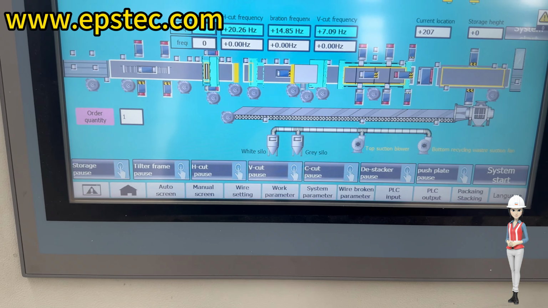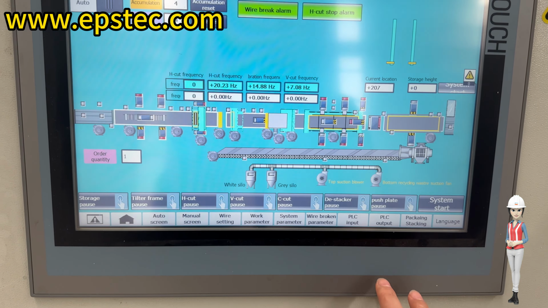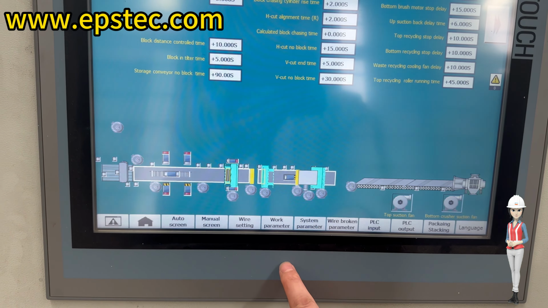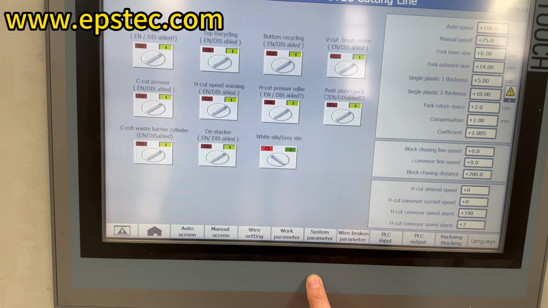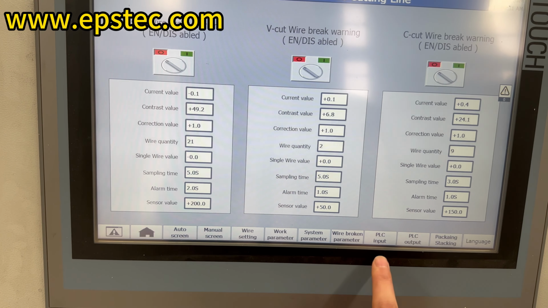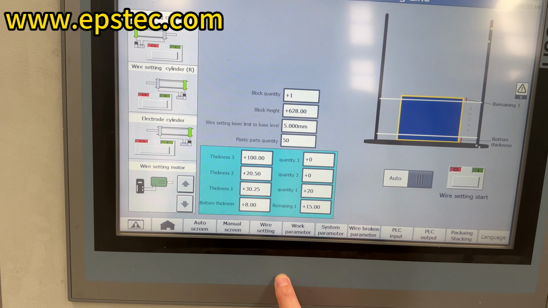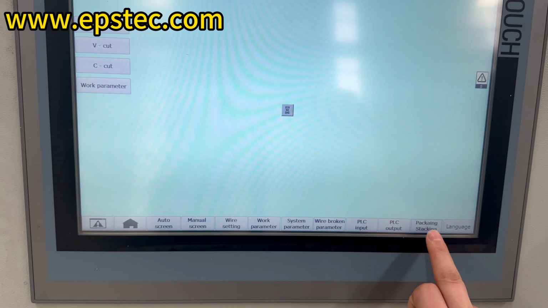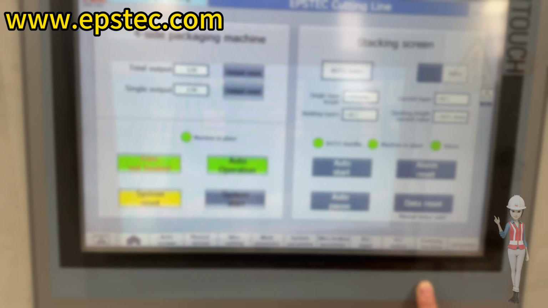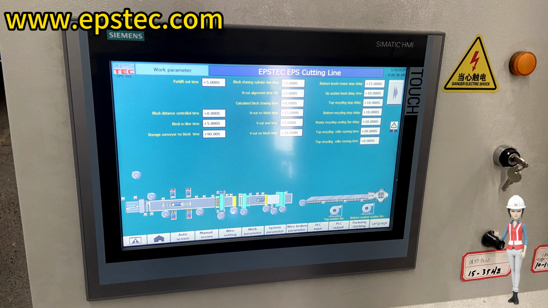In today's video, we will explain the main parameter settings of the EPS cutting line. The parameters can be divided into 4 parts. The first part is the setting of work parameters.